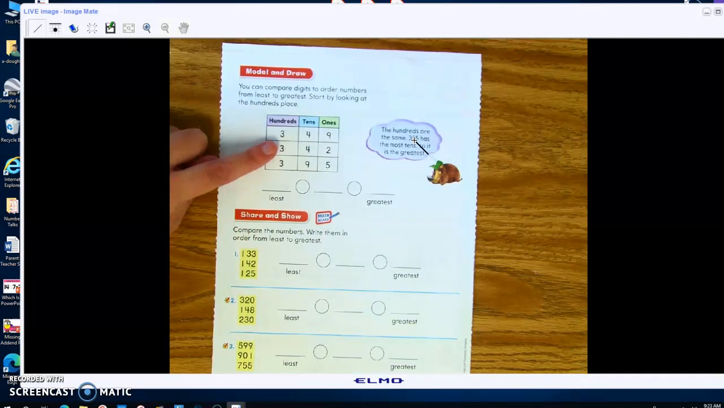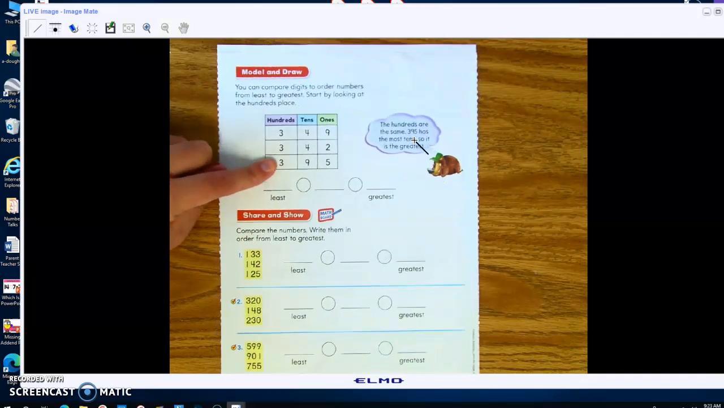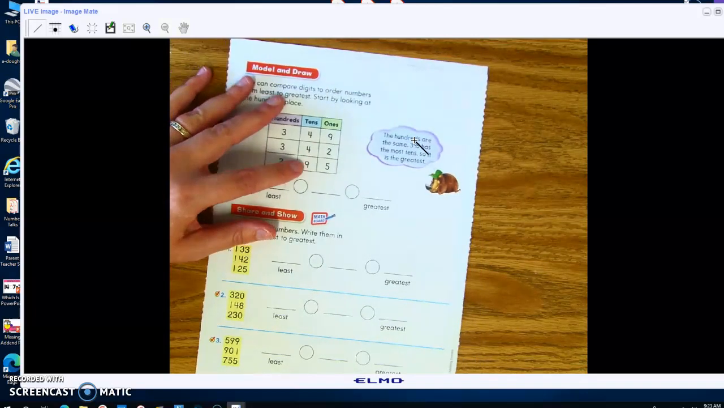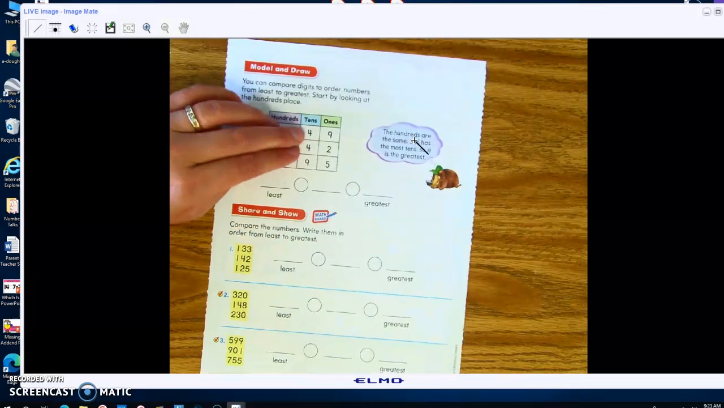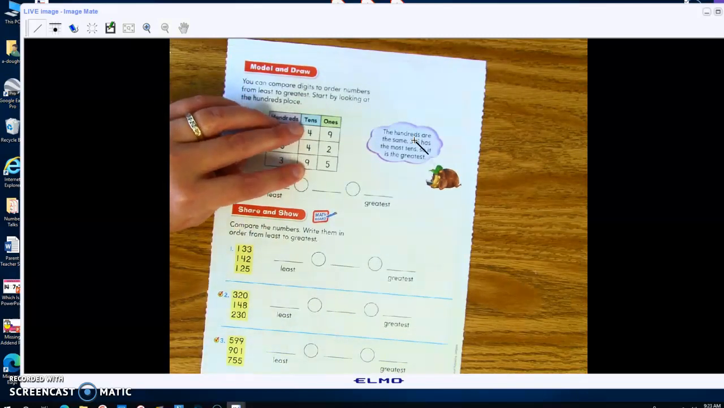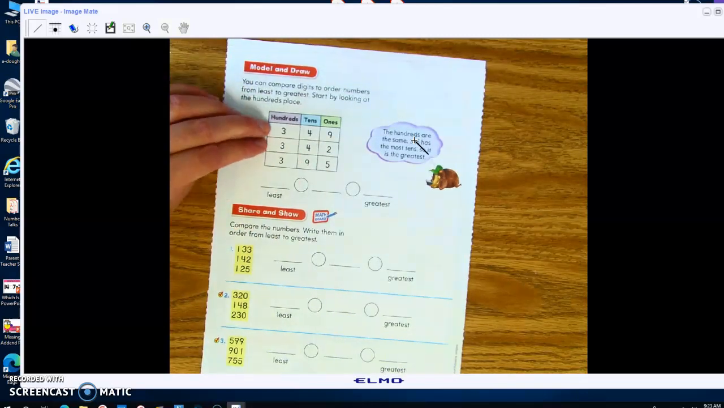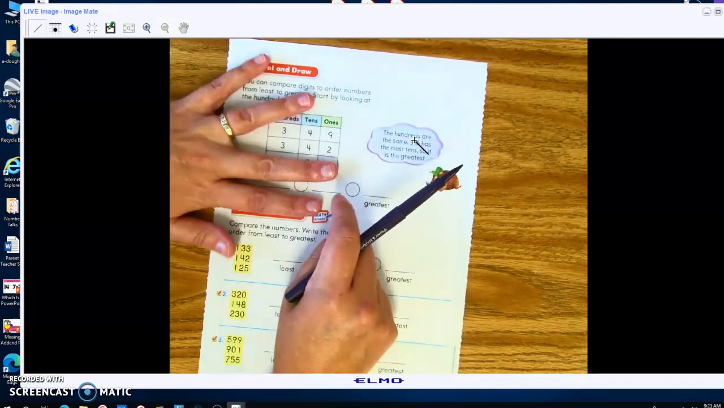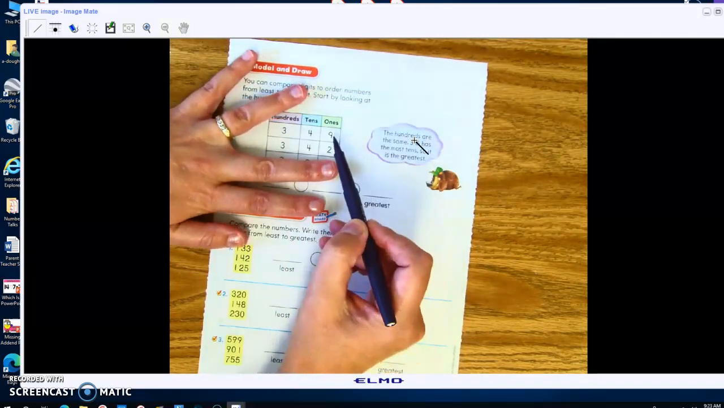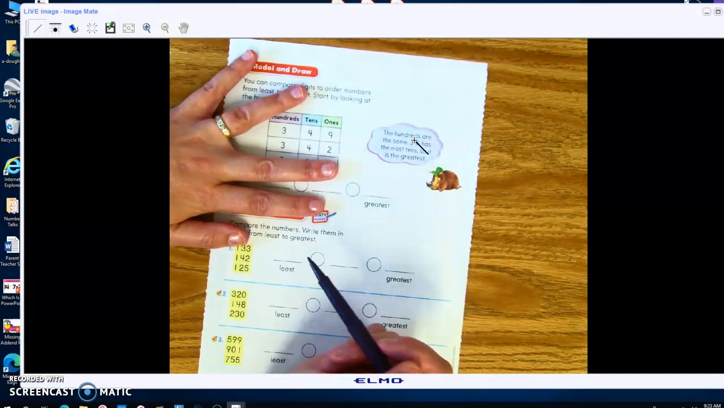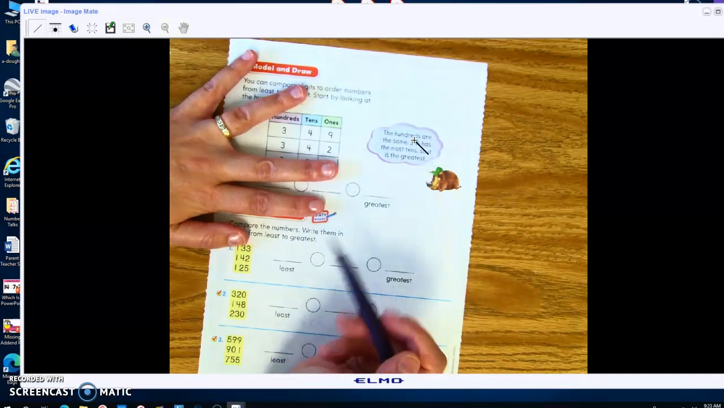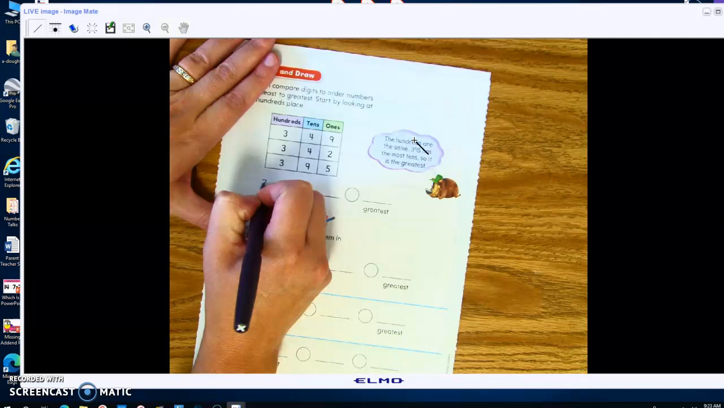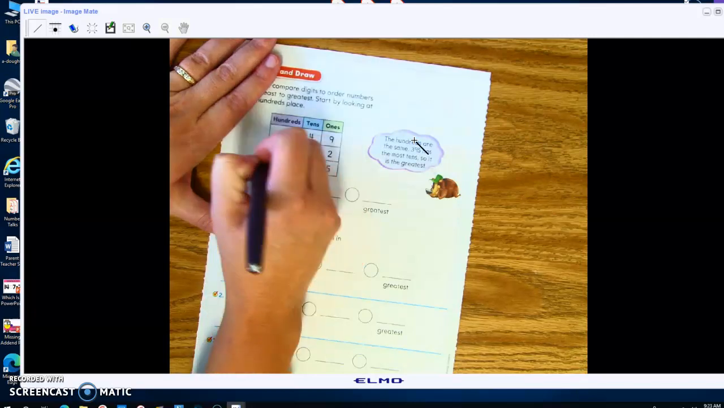Can I tell by the hundreds? No. Okay, can I tell by the tens? No. I kind of can. I know that the 4 is smaller than the 9, right? So now I know one of these top numbers is the smallest because they have 3, 4, and 3, 4. So now I know this one isn't the smallest, so I can mark that one. Now I'm going to look at the ones. 9 and 2. Which one's smaller? 2. So I'm going to write that number first, 342, and I'm going to cross it off.